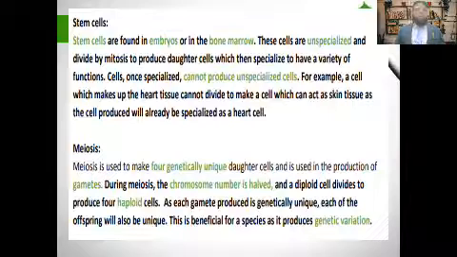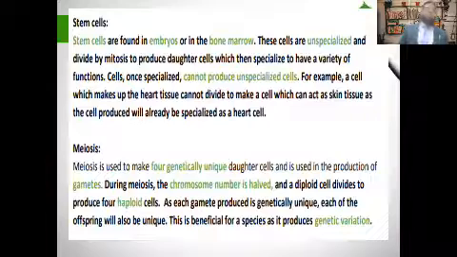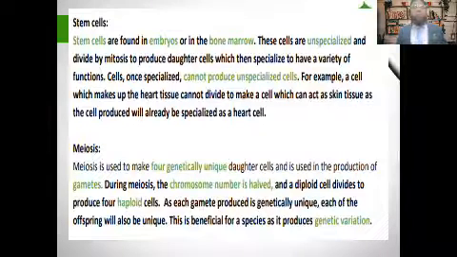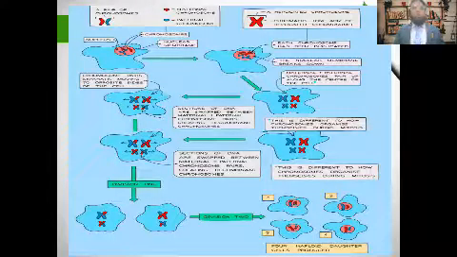Okay, now meiosis is used to make four genetically unique daughter cells and is used in the production of gametes. If you are asked what is the difference between mitosis and meiosis: mitosis is the process in which one cell divides into two cells having the same number of chromosomes, but meiosis is the division of a cell in which one cell divides into four cells having half the number of chromosomes.